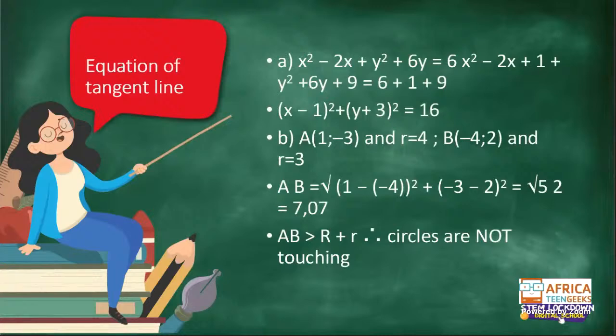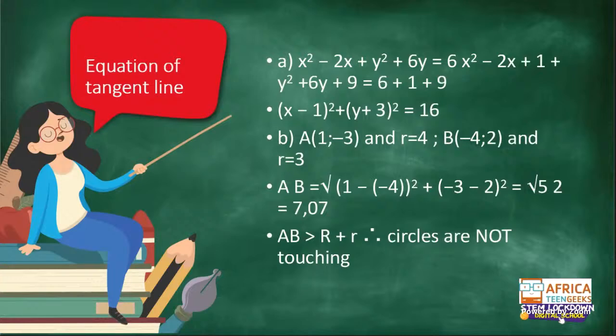So I repeat, what you are supposed to do is the completion of the square. Basically, the equation here is x squared minus 2x plus y squared plus 6y equal to 6. The step with x squared minus 2x plus 1 I think is just a typing error. So you're going to see that it is x squared minus 2x plus y squared plus 6y equal to 6.